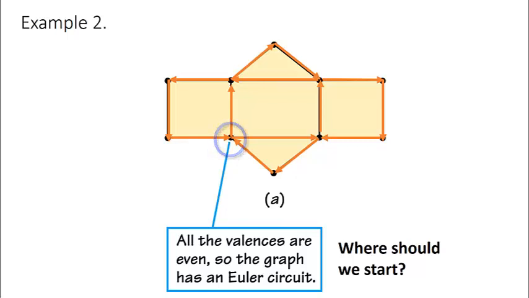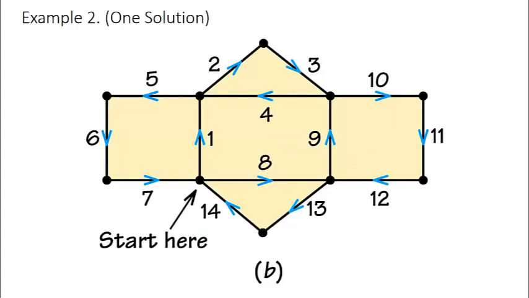So here is an answer, and here it is written with our edges being numbered, which is a nice practice to do. So notice that we started and stopped at the same vertex, and we covered every edge of our graph exactly once. So we have found an answer, an Euler circuit for this graph. There are many others as well.